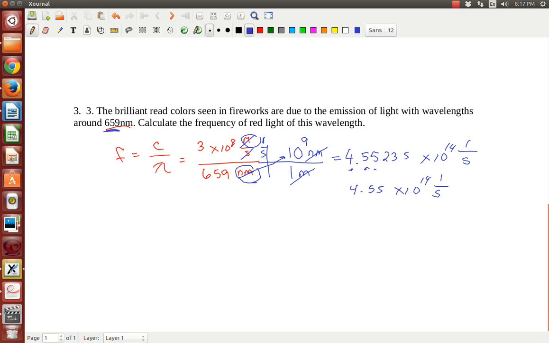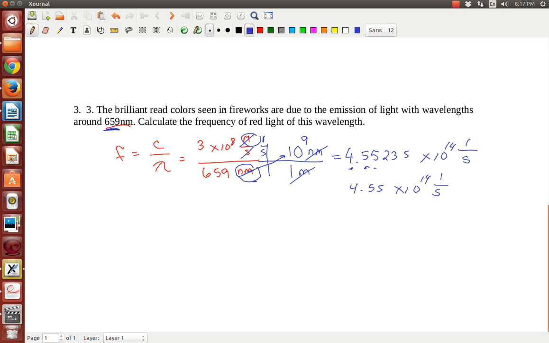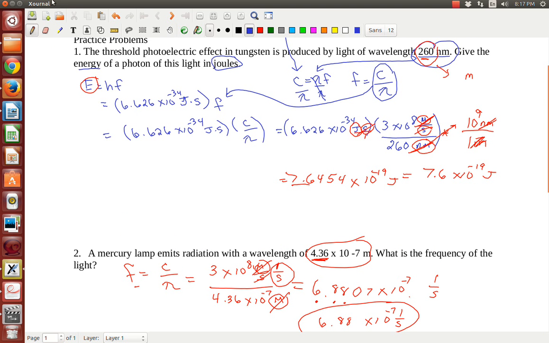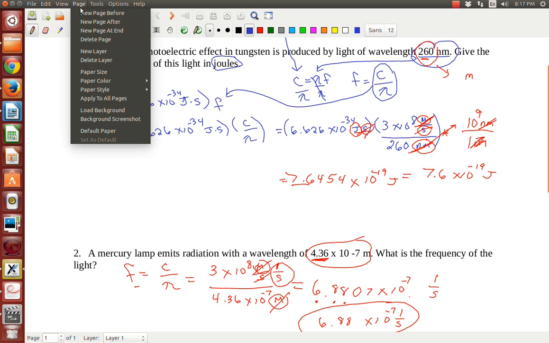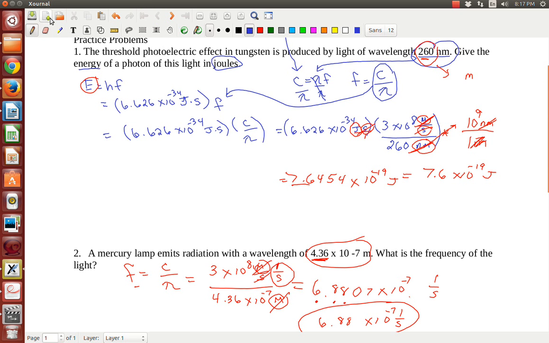Remember, you may have to round if the next digit is a 5 or a 6 or something else. Don't forget about that. That is still important. Now the next thing I'm going to do is give you a new one.